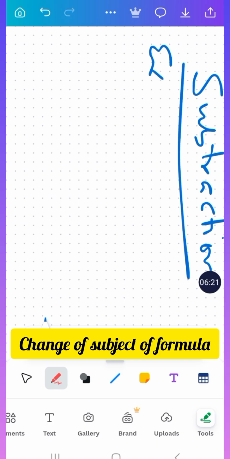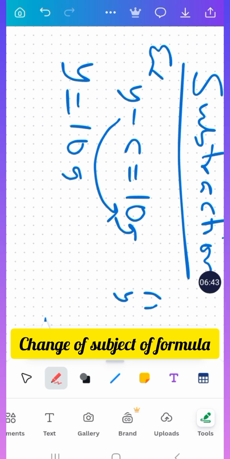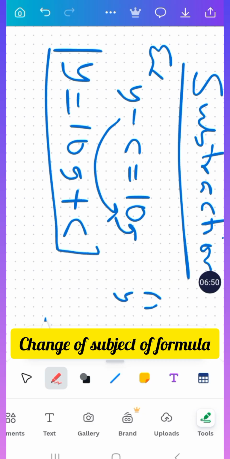You have y minus c equals 10g, and you have been asked to make y subject of the formula. If you look at this, your y is connected by minus c. So you find a way of removing this minus c to the other side. When you do that, you have y equals 10g plus c. And that way, you have successfully made your y subject of the formula.